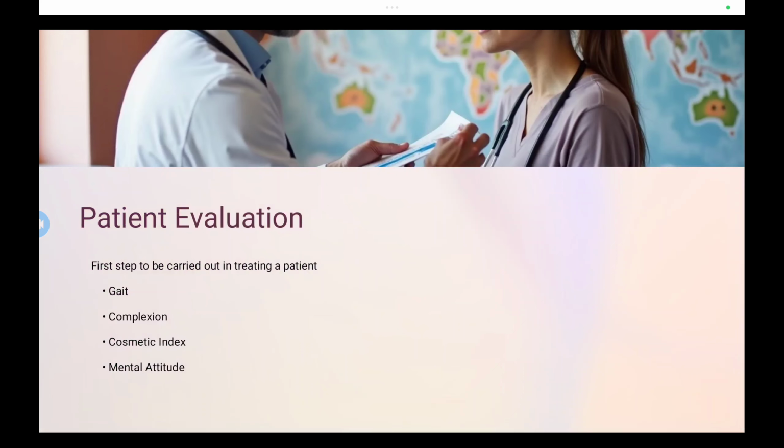Now we will see in elaboration, in detail, the patient evaluation. The first step to be carried out in treating a patient is the gait. Gait should be observed as the patient walks inside and evaluated. Neuromuscular coordination can be evaluated by the patient's gait. Next is the complexion and personality, which helps to determine the shade of the teeth.